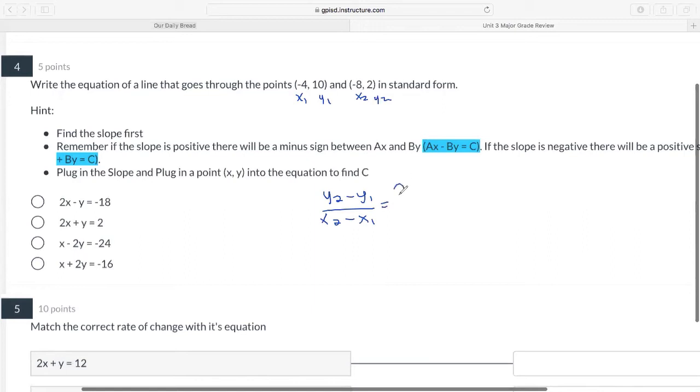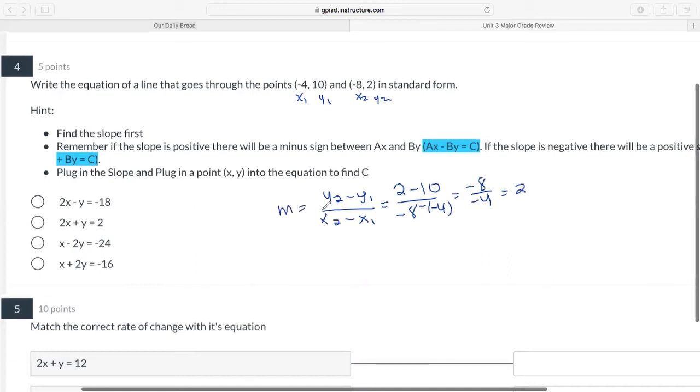2 minus 10 over negative 8 minus negative 4. Oh, I put it in. That is negative 8 over negative 4, which is awesome. So make sure you have that slope on your worksheet. So yes, the slope of this is 2.